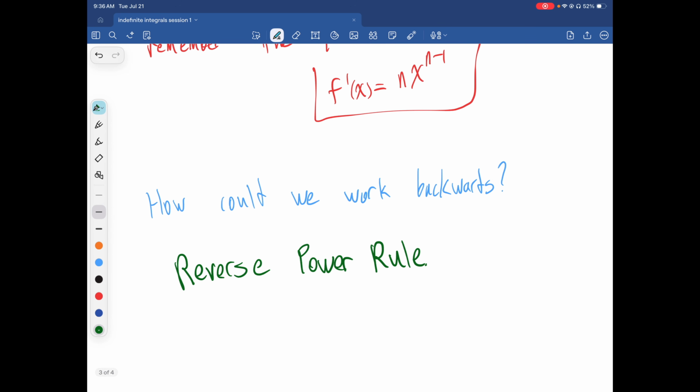So the reverse power rule involves taking an integral of f prime of x. And how we set this up, think, what is the opposite of multiplying? So we're going to divide. And what's the opposite of subtracting 1? We're going to add 1. But we also have to add 1 to this n as well.